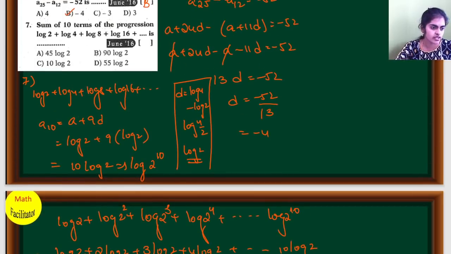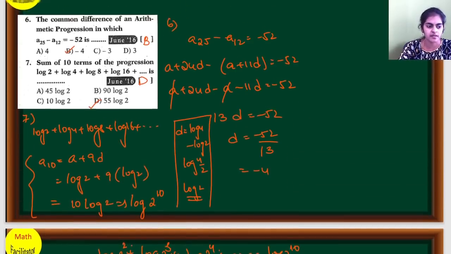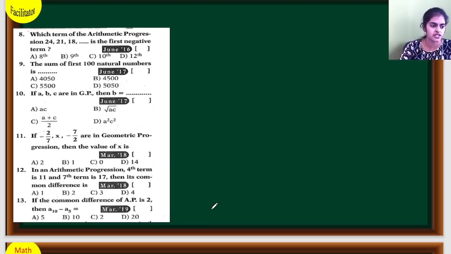Okay, so let's see what is the correct option. 55 log 2 is the correct option. Did you all understand? So I just found the 10th term to give you the pattern. Here the 10th term is log 2 power 10. Second term is log 2 square. Third term is log 2 cube. Fourth term is log 2 power 4. And all of them are in the form of log x power m. Okay. Now the next question.